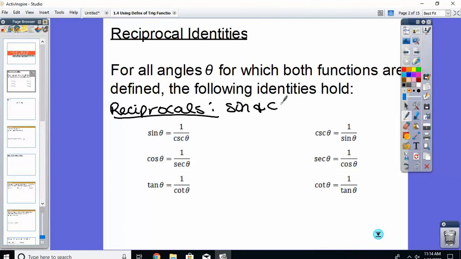Sine and cosecant, cosine and secant, tangent and cotangent. That might be more beneficial to you rather than the definitions given in the book, because we know what reciprocals mean. If you have one, you just flip it to get the second one. So you really just have to know which ones go together there.